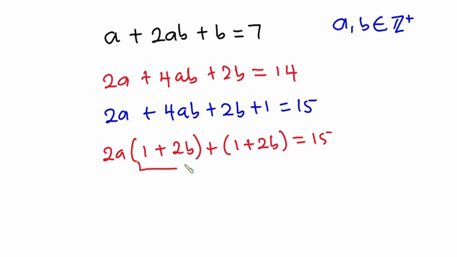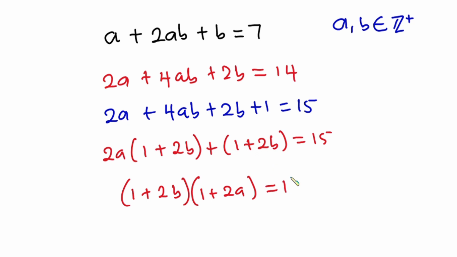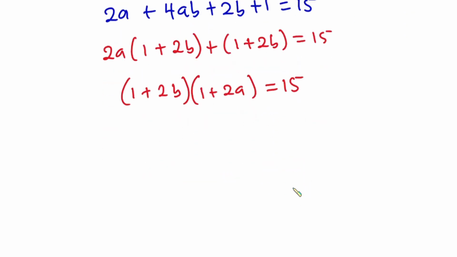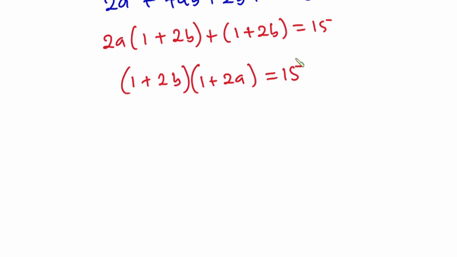I notice that this one is the same as this. So we can just write one of them. So we have 1 plus 2b, then times 1 plus 2a. And this one is coming from here, the coefficient of 1 plus 2b. And this is equal to 15. Awesome. Now, here is not equal to 0. So we can say that 1 plus 2b is equal to 15 or 1 plus 2a is equal to 15. We can't do that. But what can we do?